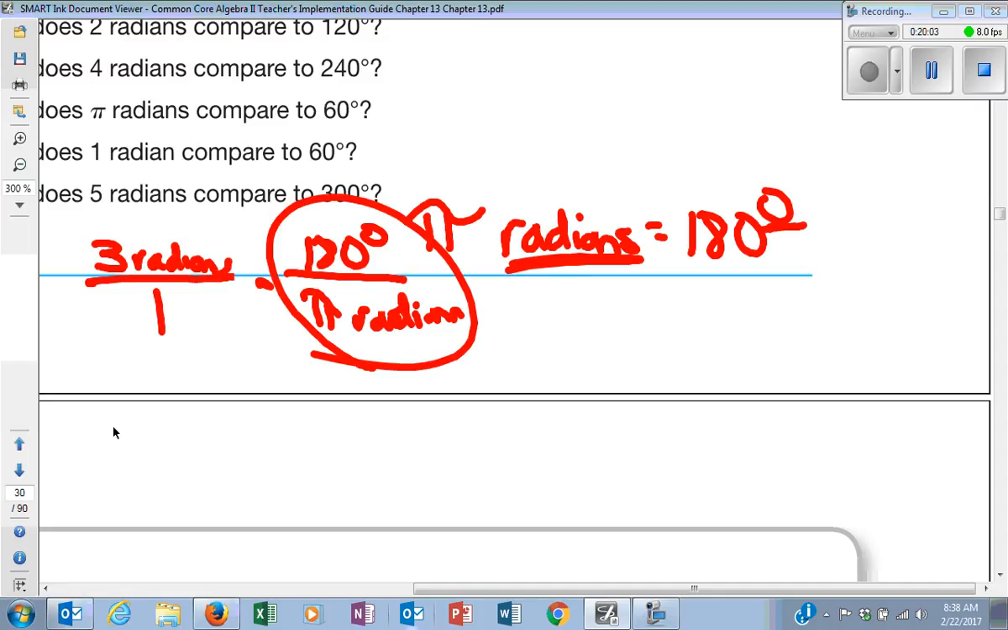Whenever you have the same thing over itself, it's really just a funky looking 1. So really I'm just multiplying these radians by 1, but it allows me to cancel my radians out and change that from radians to degrees, because degrees is the only measure left. Does that help with conversions?